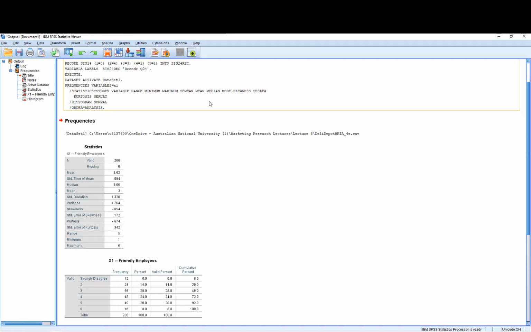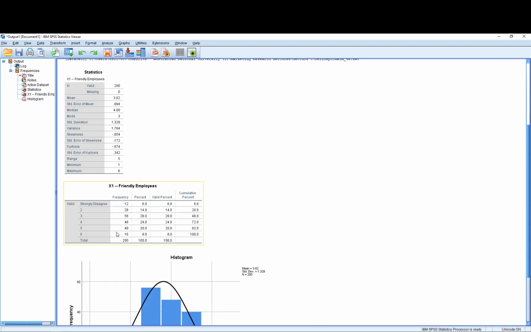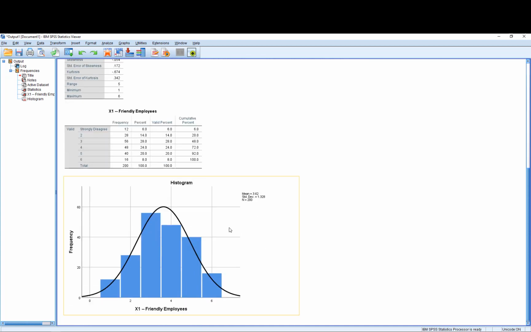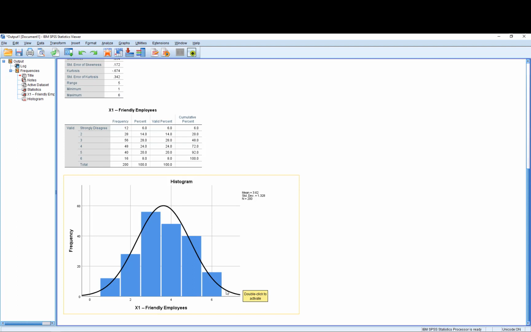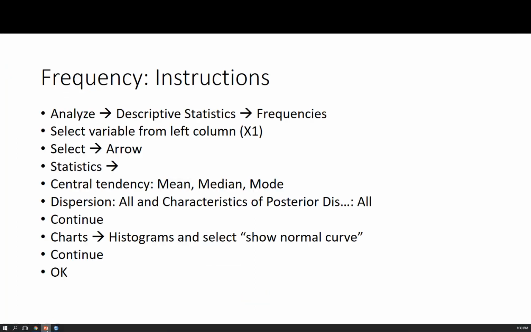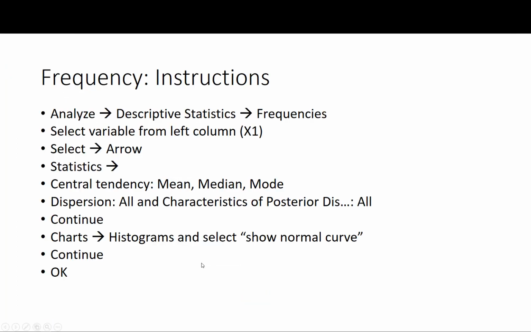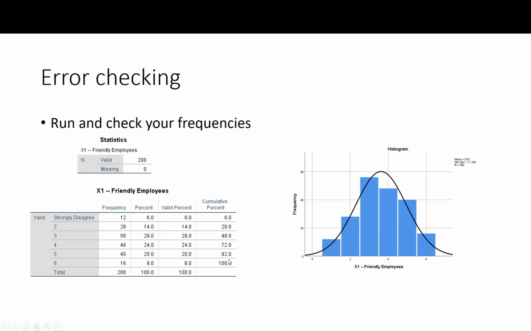So SPSS creates an output window. Here are my descriptive statistics. Here is my frequency output, and here is the histogram chart that I have asked it to produce as well. So how do we analyze these for error checking? Here again we have a frequency output if I didn't ask it for statistics.